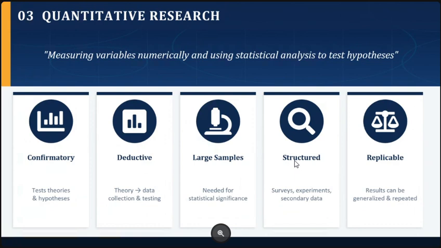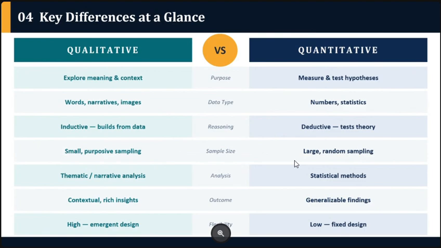The fourth one is structured. The process is highly organized and structured. Researchers use tools like surveys, questionnaires, experiments, and secondary data. In this approach, everything is planned in advance and there is very little flexibility during the study. So finally, replicable. One important feature is that the results can be repeated or replicated by other researchers. This makes the findings more reliable and generalizable. Next slide, please.